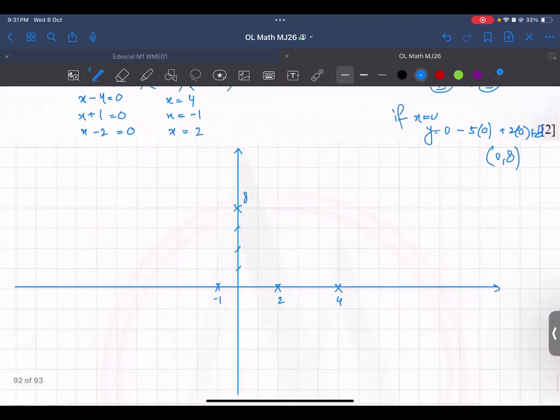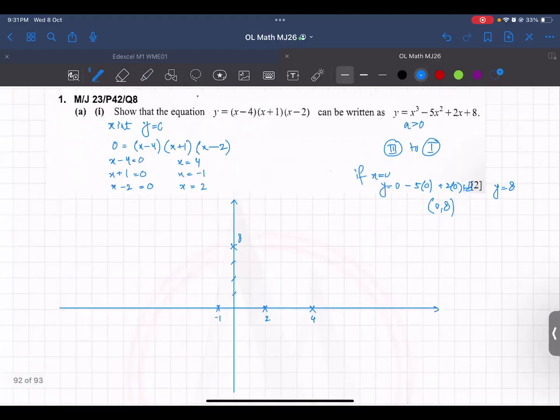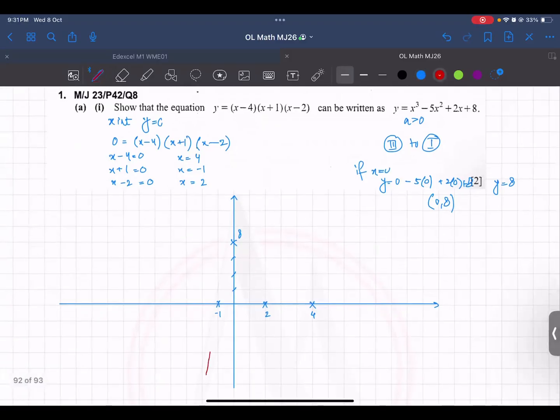And now you will join them. We know that the shape will start from the third quadrant and end at the first. So it will start like this, then it will turn and come down, pass through the second intercept, then turn, pass through the third intercept, and then go up. This is the answer. So 0 comma 8, minus 1 comma 0, 2 comma 0, and 4 comma 0.